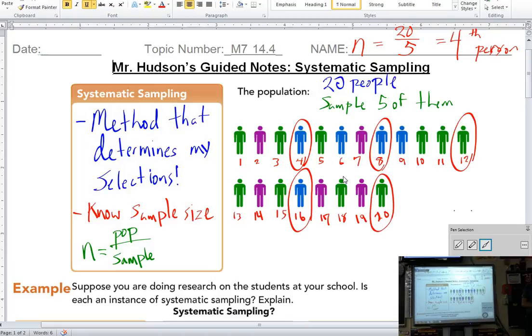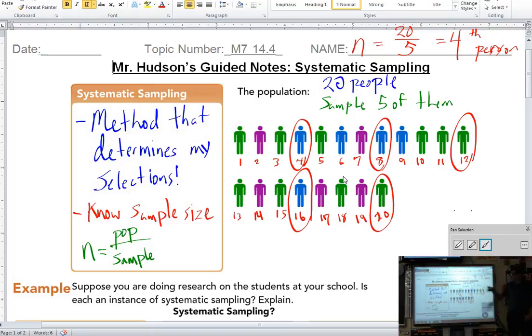Zero. If you only looked at your sample here, your sample did not get any purple people. So, systematic sampling can still be biased. But we didn't make it biased.